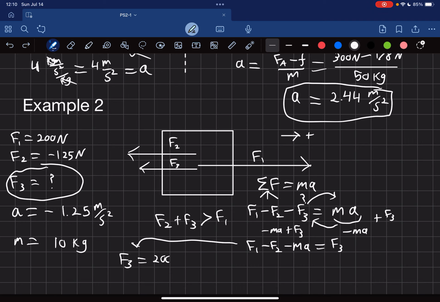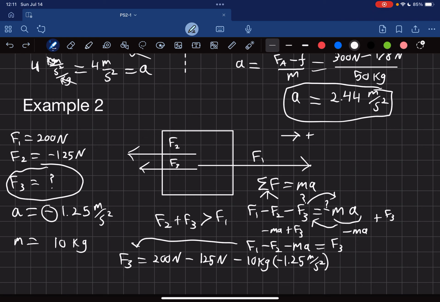F1, 200 newtons. F2, we're going to subtract F2, which is 125 newtons. And then we're going to subtract MA. So the mass is 10 kilograms, and that's going to be multiplied by the acceleration, which in this case, we need to plug in the negative as well. Negative 1.25 meters per second squared, because we didn't apply a negative in the beginning.